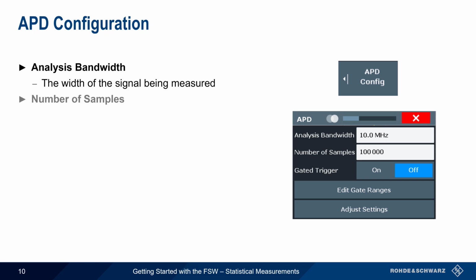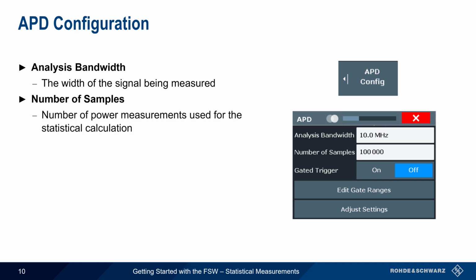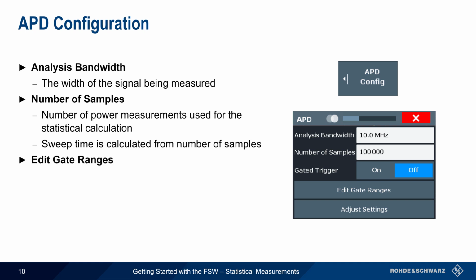The other important parameter is the number of samples, which is the number of power measurements that are used in calculating statistics. Recall that statistics measurements are made in zero-span mode, and the sweep time is calculated from the user-defined number of samples. As mentioned earlier, the FSW also supports gated statistics measurements, and these will be described in detail towards the end of this presentation.